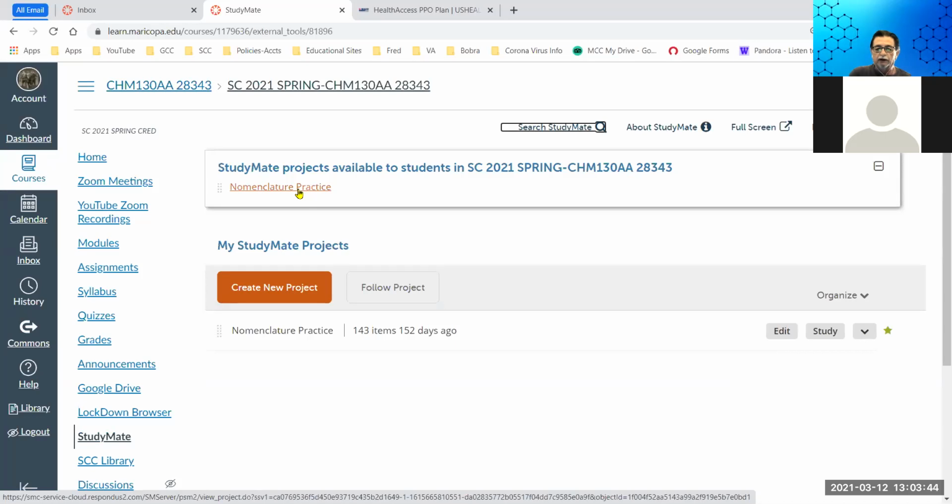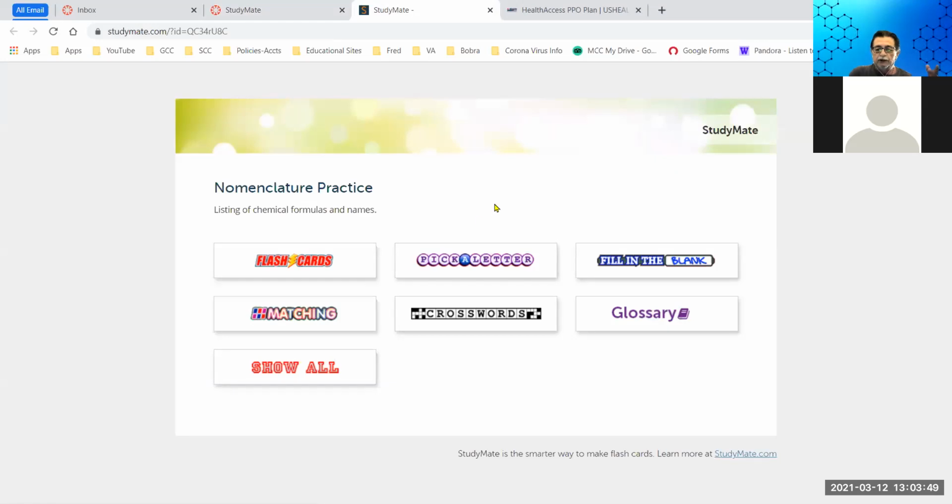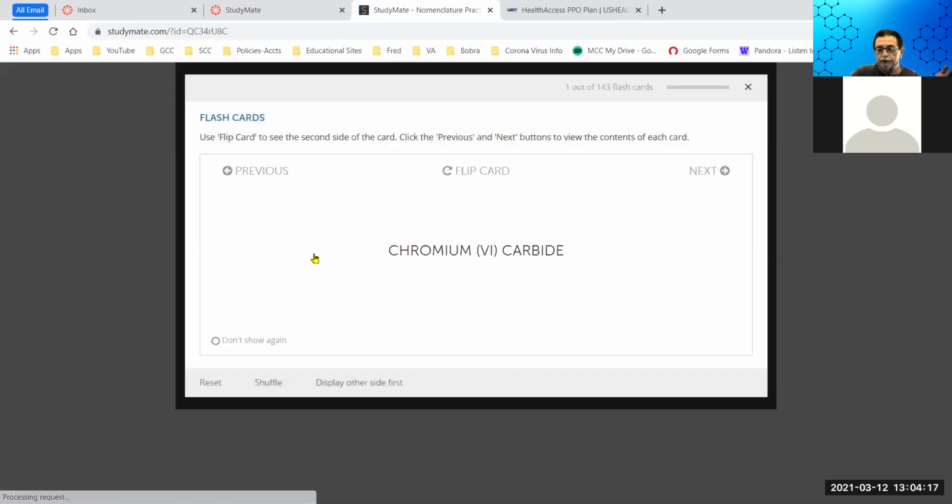If I click on the nomenclature practice, this pops up. I find that the flashcards and the matching work the best. The other ones you can try out. Some work okay, but this particular study mate doesn't understand parentheses, and sometimes you need parentheses. In the crossword puzzles you need parentheses, and it doesn't offer that option. But try it out, see if you like it.